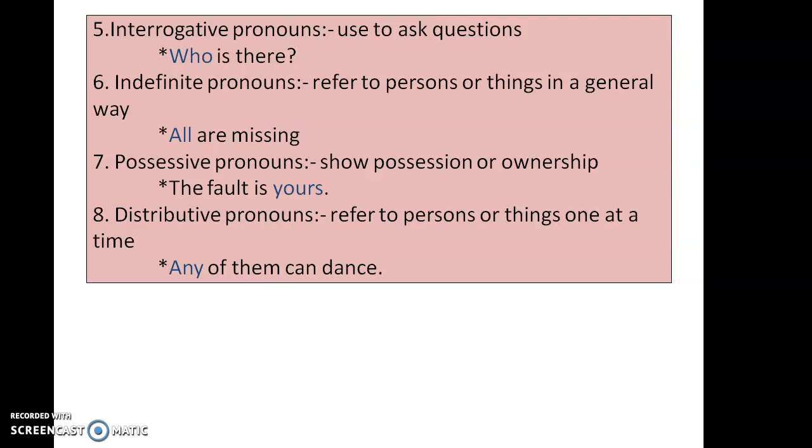Like this house is mine. तो ये घर किसका है? Mine. मेरा. वो आपका होता है possessive pronouns. And last one, distributive pronouns.